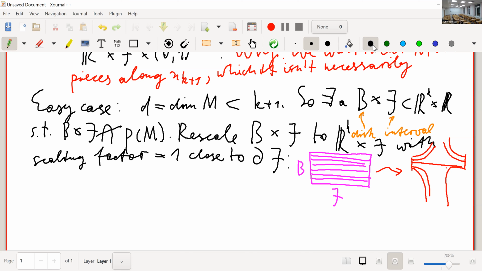The scaling factor by which we blow up what happens in R^{k+1} is close to 1 when I'm close to the boundary of J, and it is close to infinity when we are in the middle of J.